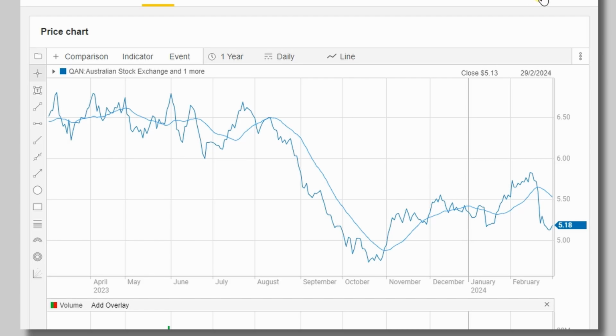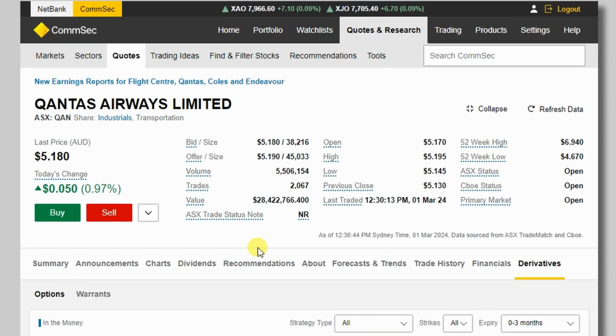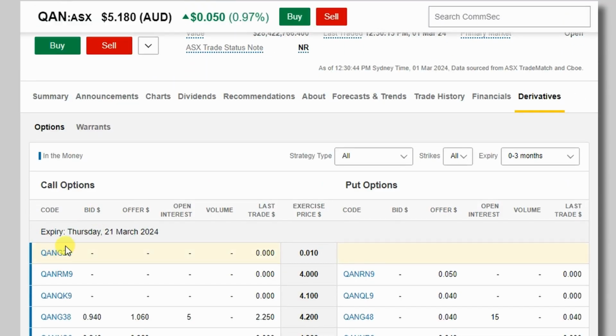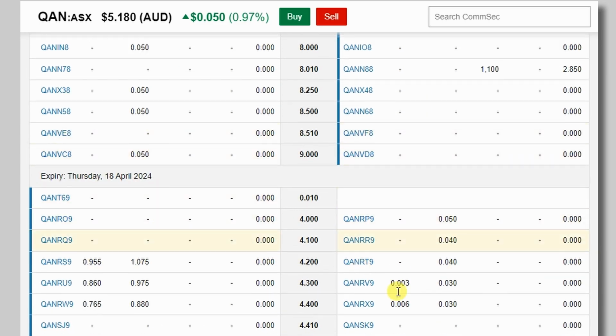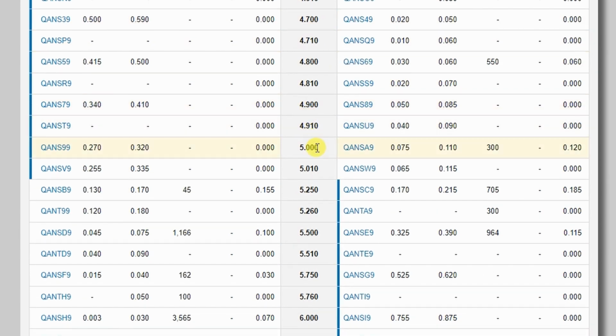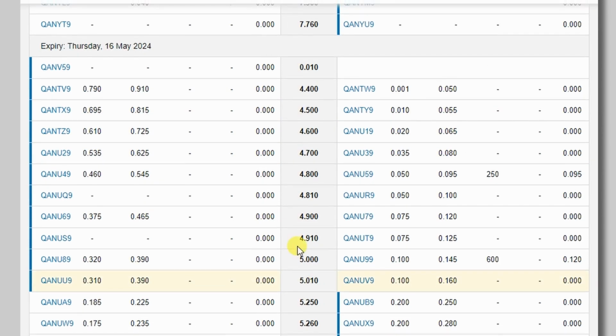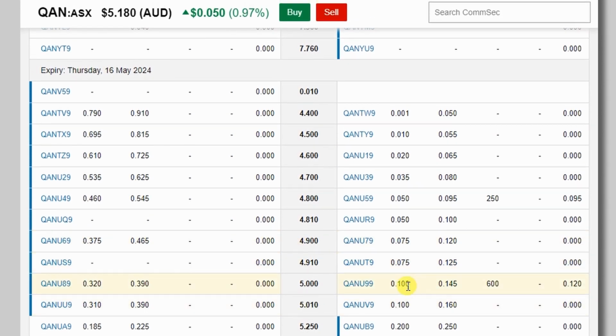Let's have a look at the derivatives. Currently at $5.18. It's the 1st of March. So expiring the 21st of March, maybe go out to April, $5. Oh, that's only 7 cents, 7.5 cents. Maybe come out to May. It's 10 cents. Let's have a look at that.